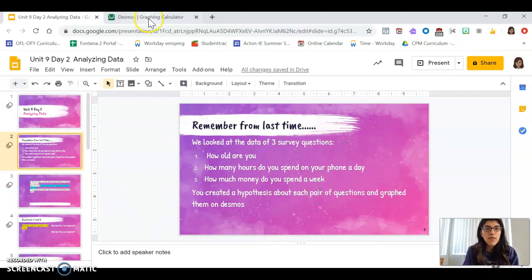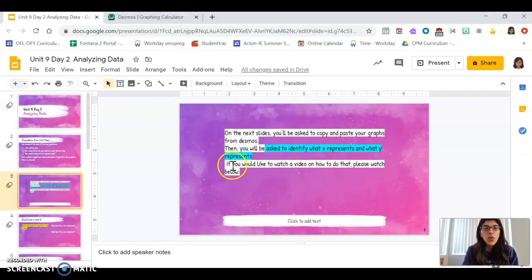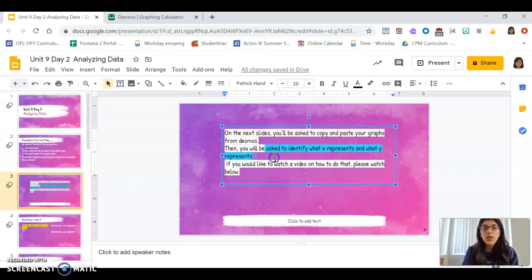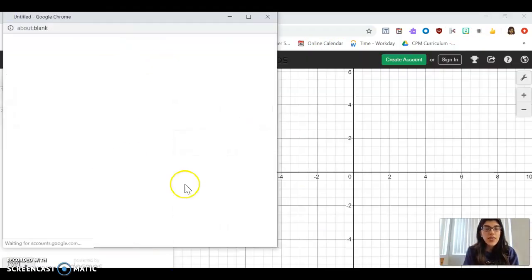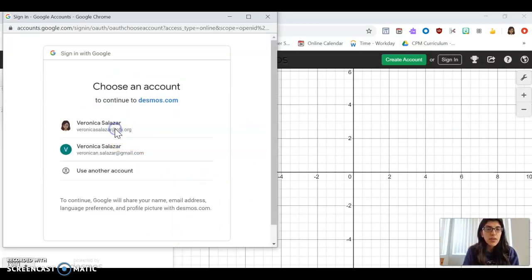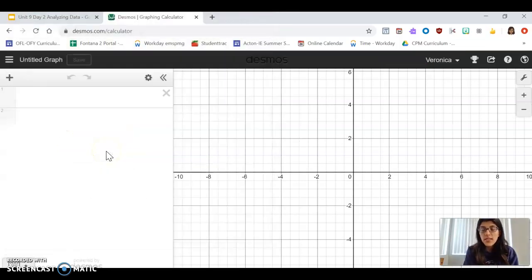To start us off, I want to show you how to determine what X and Y represent on Desmos. We're going to go to those graphs and find out what X represented and what Y represented in each one of them. So go ahead and go to Desmos, make sure you're on this page, and then sign in. You want to go to your account with the 3 graphs we did from last time. If for whatever reason you don't have your graphs, please reach out to me. Email me and say, hey, I don't have my graphs, I don't know what happened, and I can somehow share the other ones.